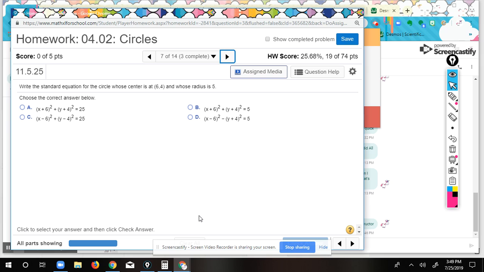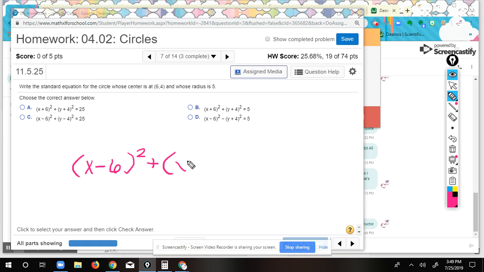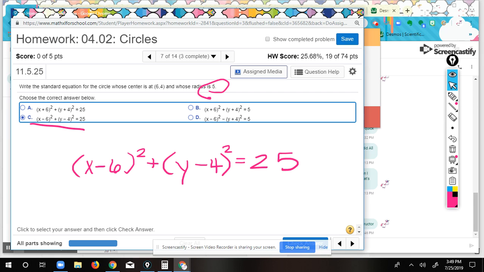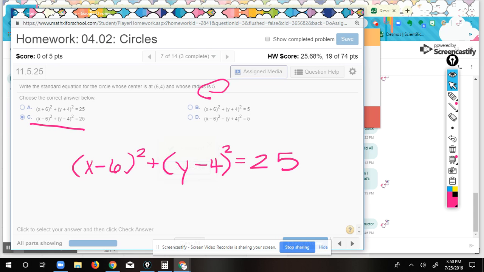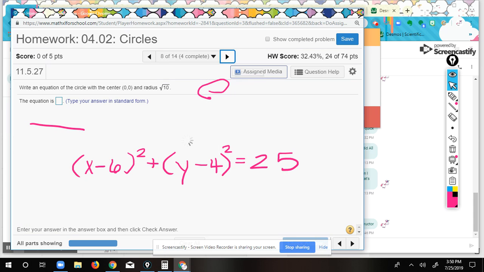So we want the standard equation for a circle that's centered at 6, 4, and radius is 5. So you're going to look for an equation that has a 6 and a 4. And remember, it's always opposite. So if it's positive 6 there, that means it's going to look like -6 in the equation. Same deal with 4. And whatever goes after the equal sign, you always take the radius and you square it. So it looks like our correct answer is C. Yay!